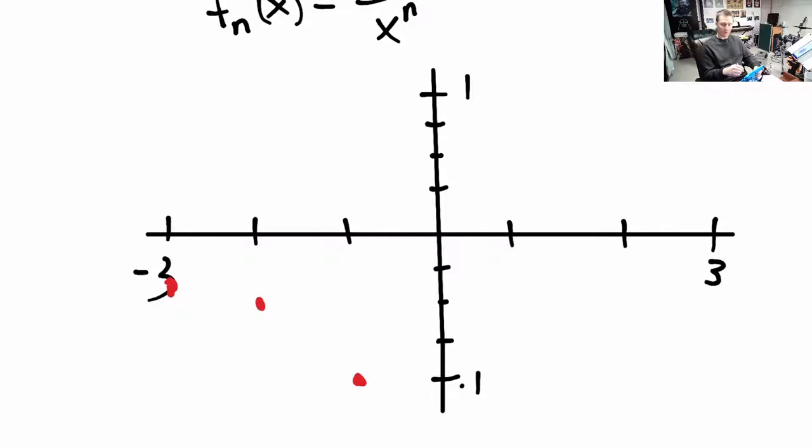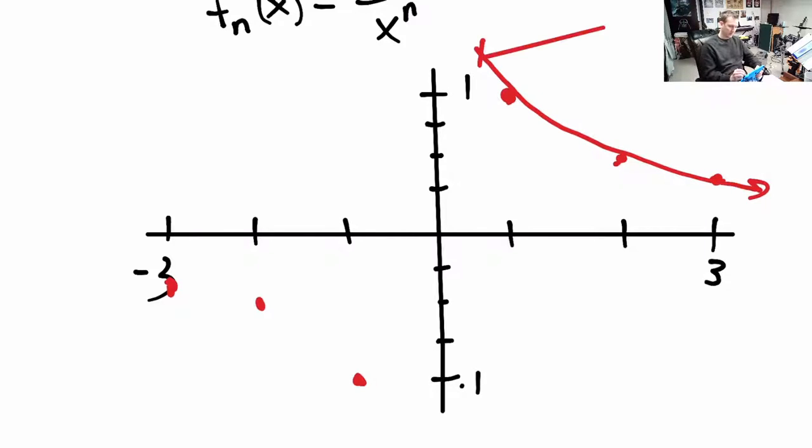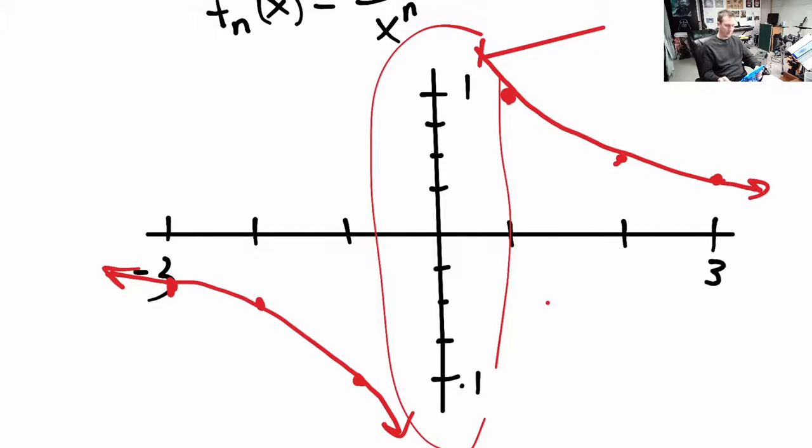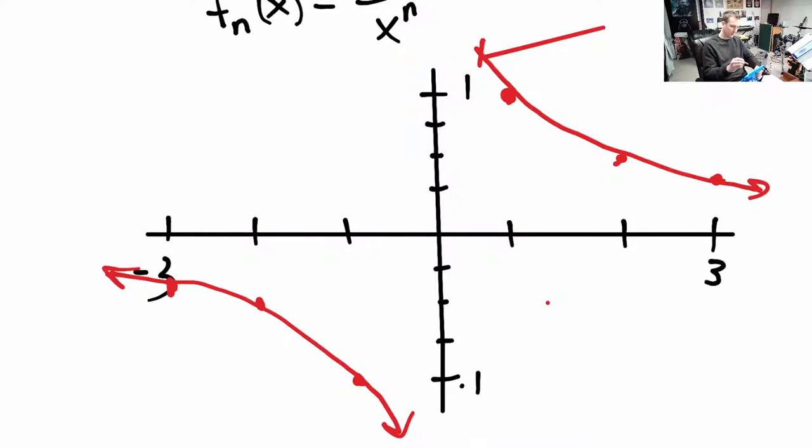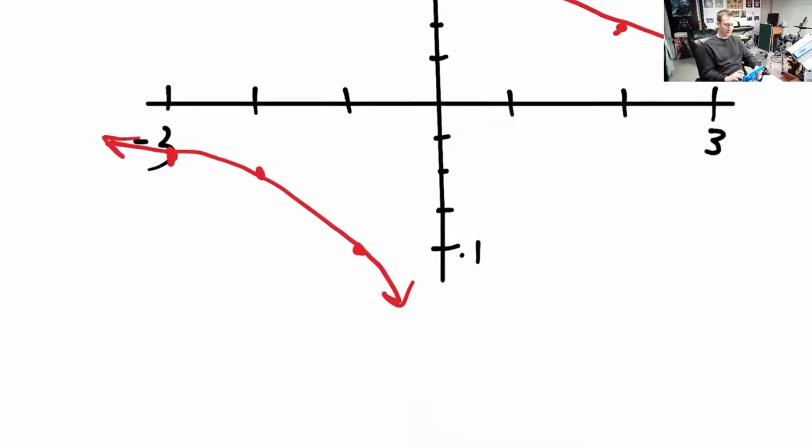We don't know what to do for 0. At 1, we had 1. At 2, we had 1 half, positive, and at 3, we had positive 1 third. So we see that this graph looks something like this. But we don't know what happens here. It looks like it's going to get close to something. And I'll fill in the blanks.